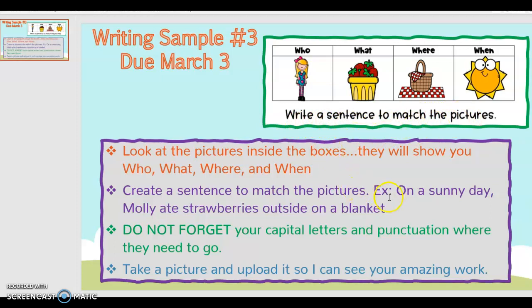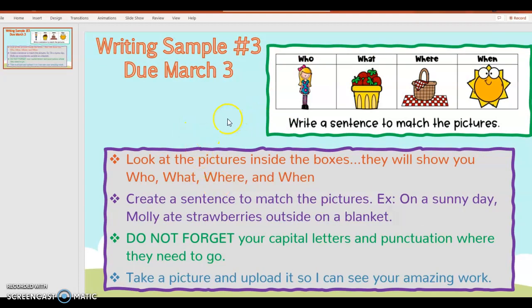So this is the example right here. On a sunny day, Molly ate strawberries outside on a blanket. So you can see that it was on a sunny day, and it's Molly, and she ate strawberries, and she's outside, obviously, on a blanket.